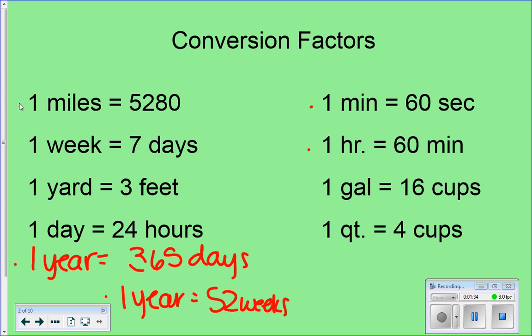Okay, so you got the ones down you didn't know? This should be feet, by the way. And it's miles. What's a mile? 5,280 feet. Make sure you get the ones written down you don't know.